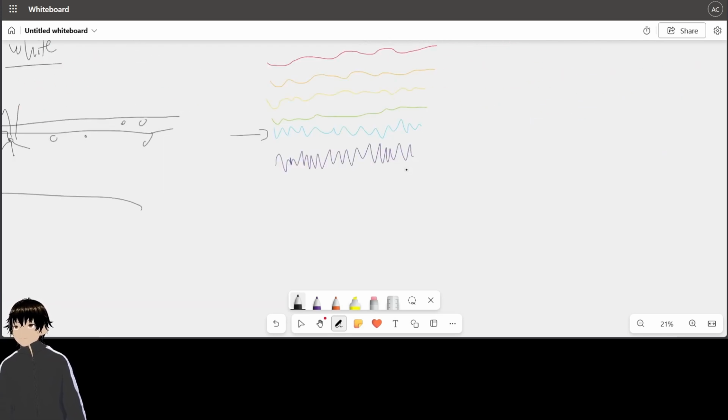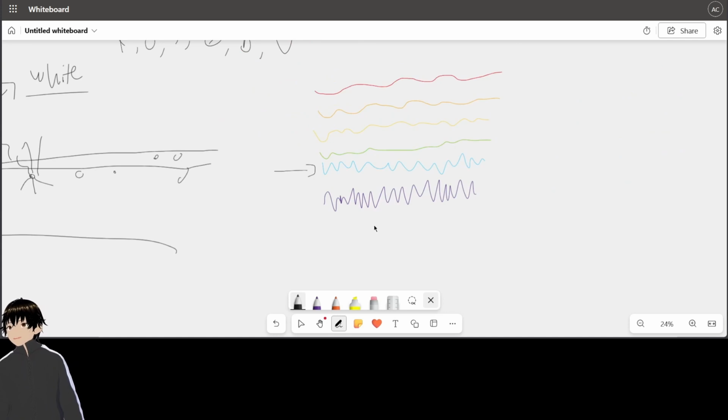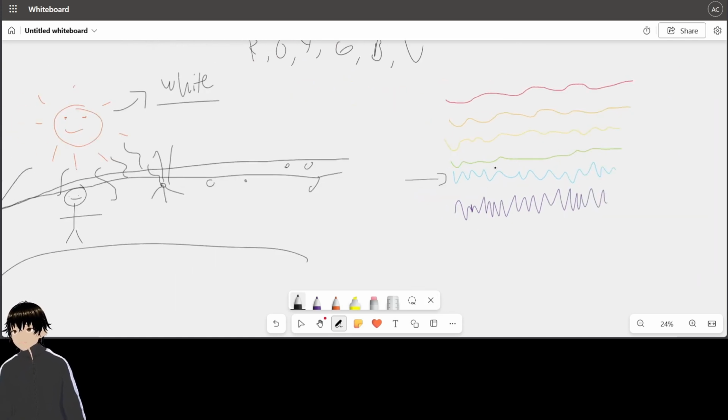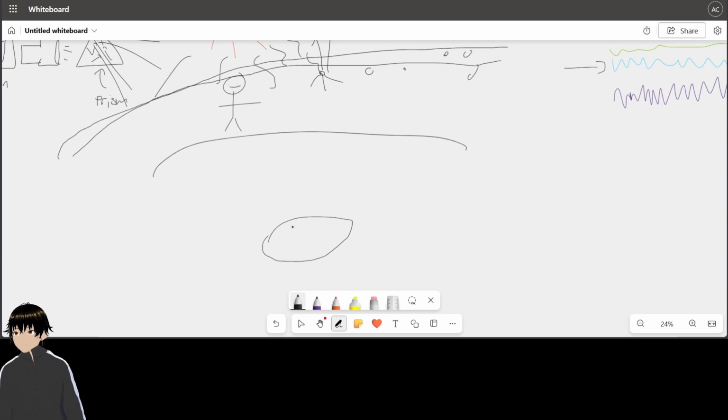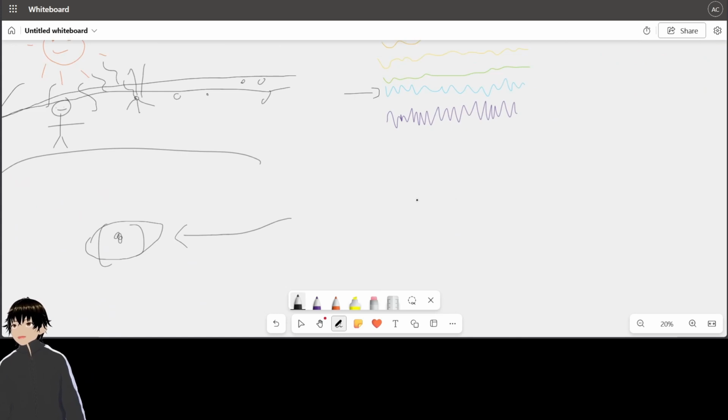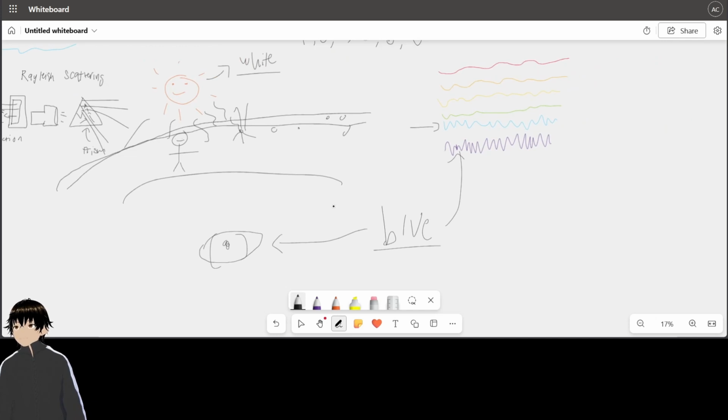But there's a contradiction. How about violet light waves? They seem shorter than blue light waves. So naturally, you would think that the sky would be violet, because violet light waves could scatter more than blue light waves. Well, there is an answer to that. The human eye is more sensitive to blue light as opposed to violet. And that's exactly why the sky is blue.